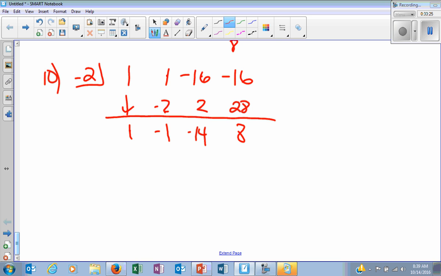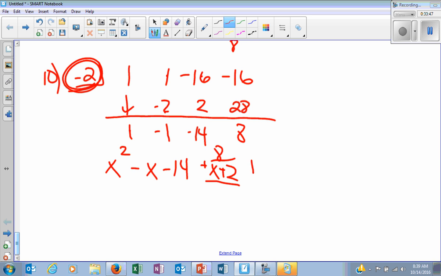So then my answer would be, because it asked me to divide, x squared minus x minus 14. And you could put plus 8 over, if this is my root, what's my factor? What was I dividing by, actually? X plus 2 would be the thing that could go under here. Or I guess I would accept remainder 8 too. Sorry. You're correct. Questions?